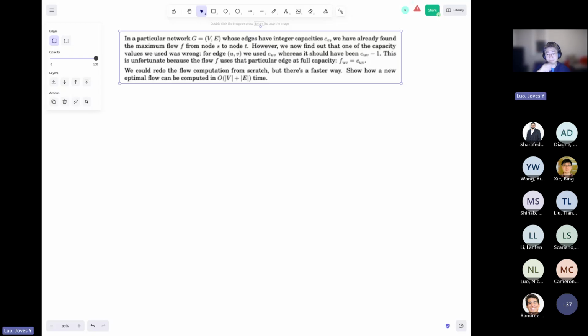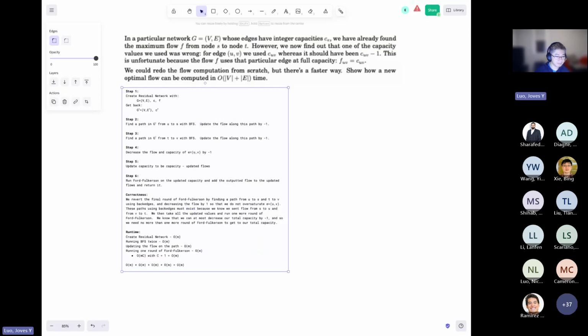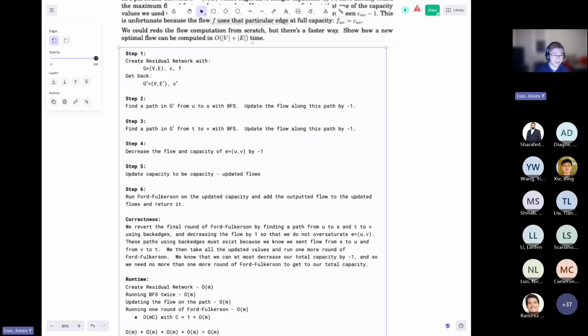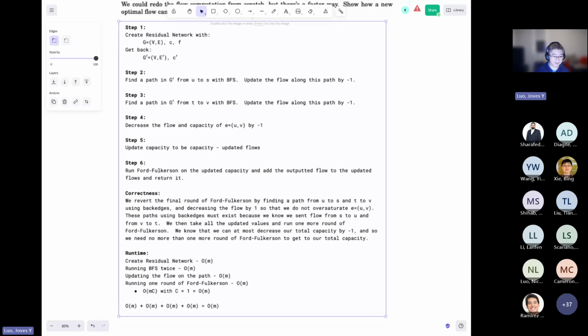Okay. The way to think about this is that I have gone over one capacity, so it's off by one. I want to roll back that one unit of capacity throughout my entire flow, and then recompute to see if I can increase my flow elsewhere. So you're basically just rolling back one step of your max flow. So you're going to take your residual network, or you're going to create it, okay? And then you're going to find a path in G from U to S.